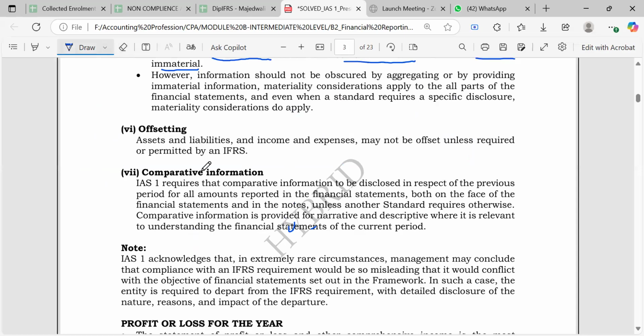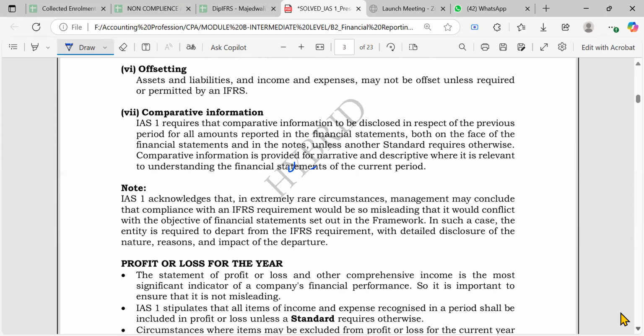Okay, then we have something called comparative information. Comparative information, I think you have spoken about it already, right? During the presentation, yes, you could also include the previous years of the statement. Okay, that's good. So nothing much.